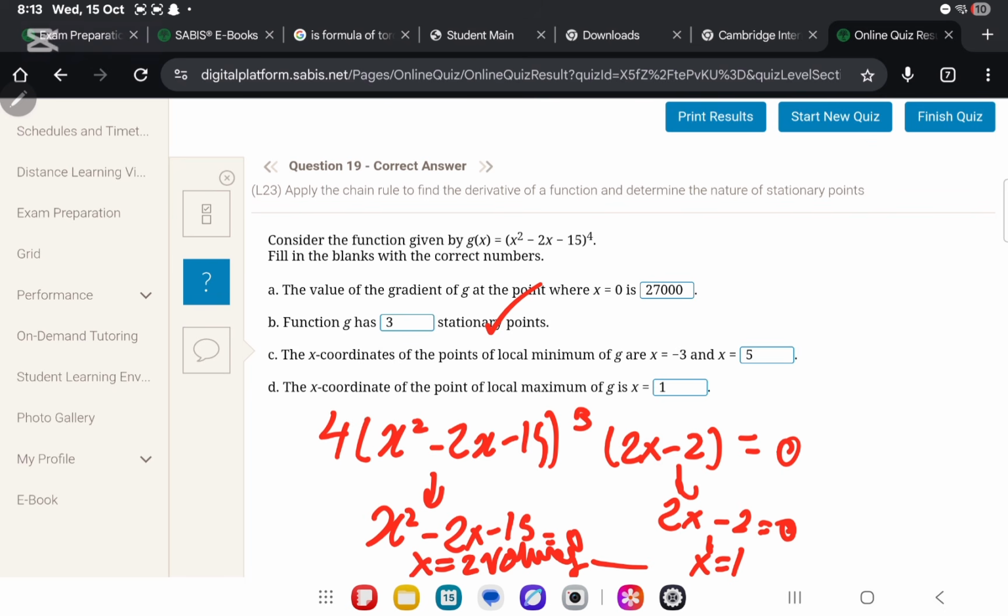Now the x coordinates that are negative are the local minimums. You find the table of variation or second derivative, you choose. I'm not going to confuse you by doing one. I solved both in the quiz, so you should know how. And then you have this one, the maximum. Obviously, since x equals negative 3 and x equals 5 are my minimums, the last point that I have here is going to be the maximum.